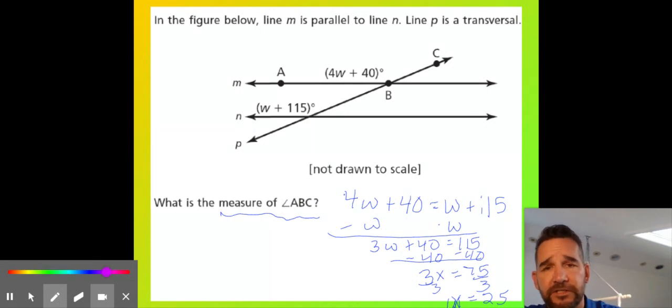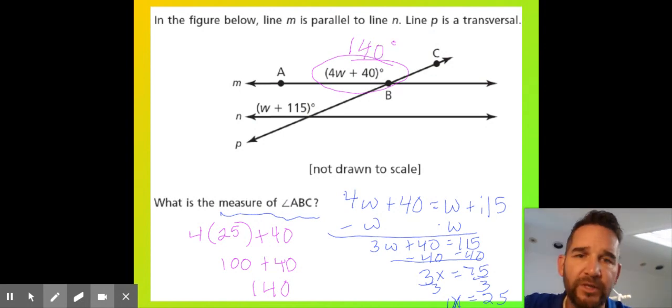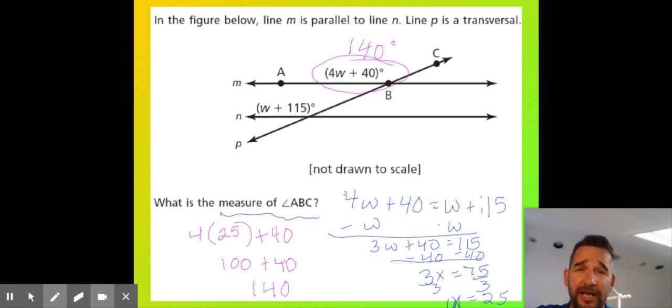So we're going to take 25, and we're going to substitute it right back in up here. So I'll do this one off to the side, 4 times 25 plus 40. 4 times 25 is 100. 100 plus 40 says 140 degrees. So I've now found out that the measure of this angle is 140 degrees. Just a coincidence that it was the same answer as the last one. So there you have it.